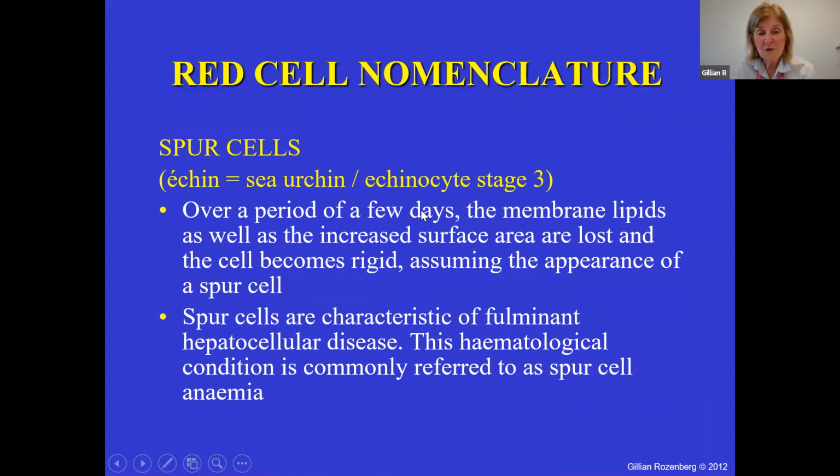Over a period of a few days, the membrane lipids, as well as the increased surface area, are lost, and the red cell becomes rigid, assuming the appearance of a Spur cell. Spur cells are a characteristic feature of fulminant hepatocellular disease. This hematological condition is commonly referred to as Spur cell anemia.